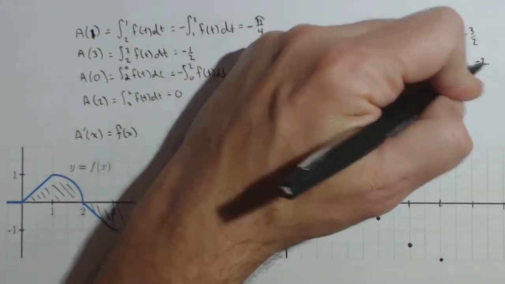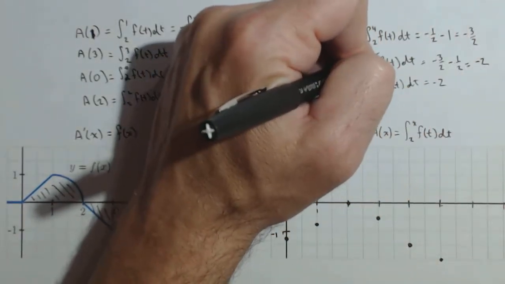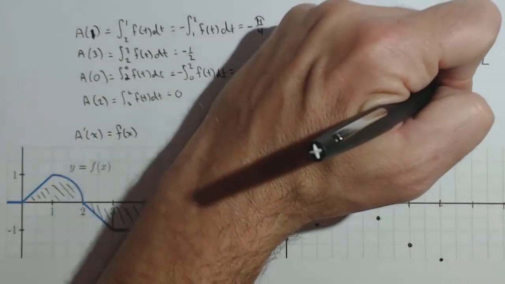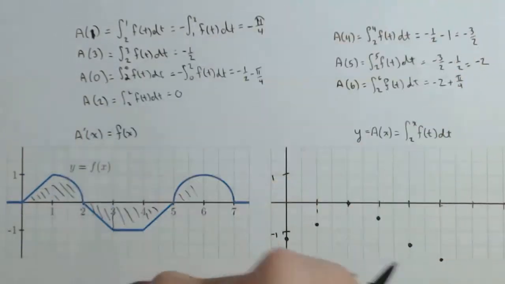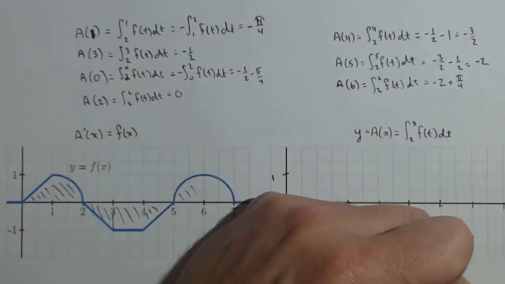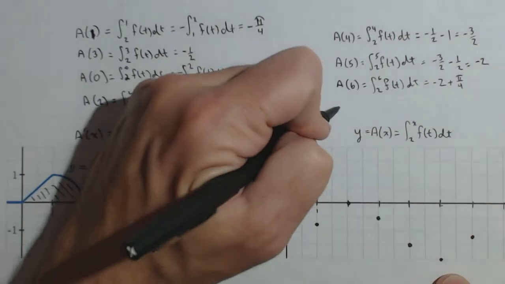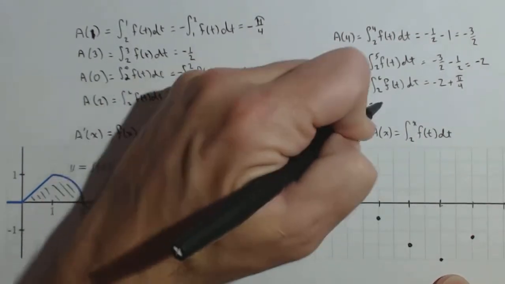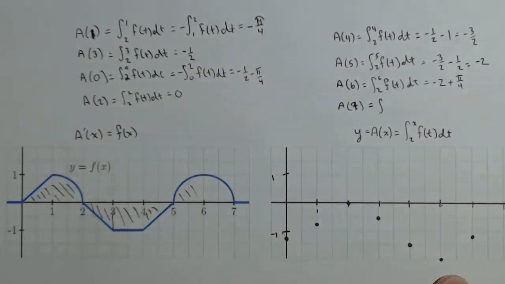Well, it's going to be negative 2 because we have that accumulation from 2 to 5. And now we're going to go an additional 5 to 6, which is plus a positive pi over 4. So that's going to put us just about right here. If we wanted to be more accurate, we'd get those as decimals, but we're just trying to get an idea of what the graph looks like.